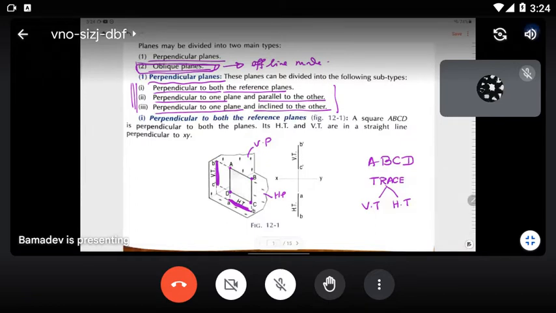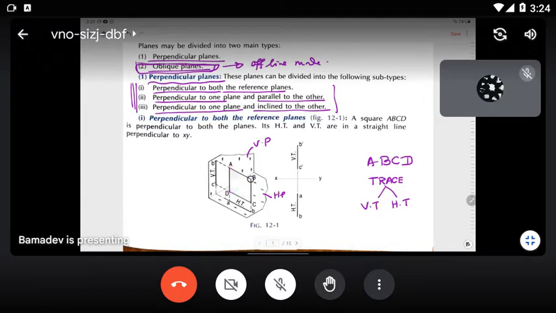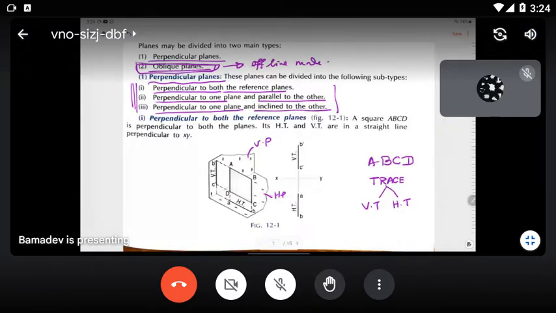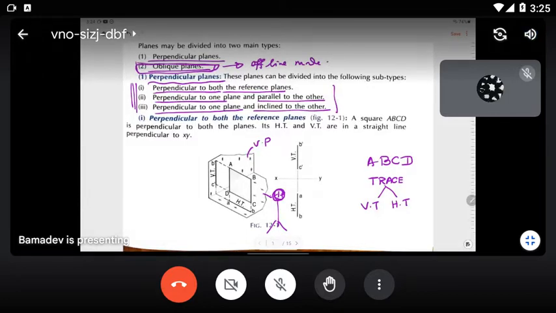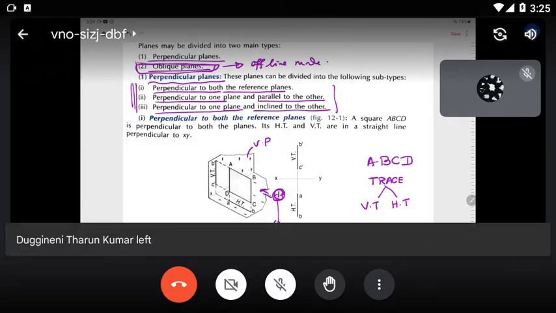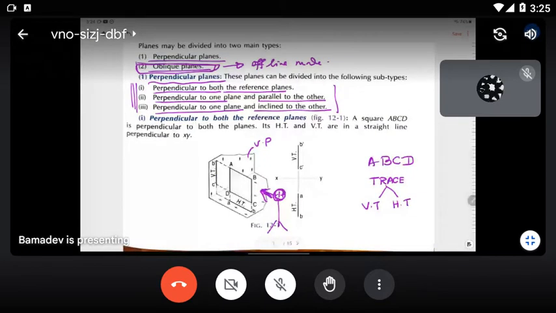Right? So suppose you are standing here, and looking towards this plane in this direction. What will you see?